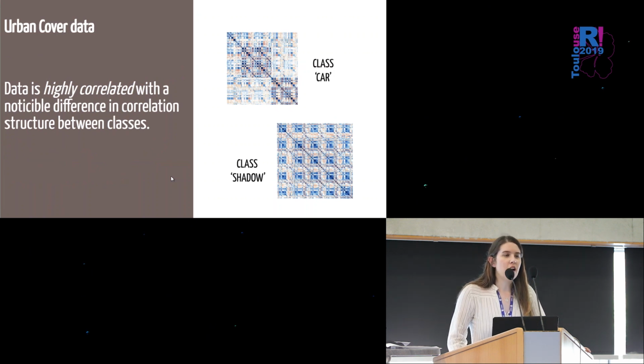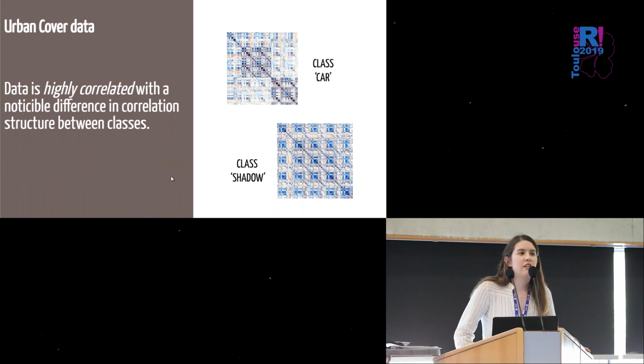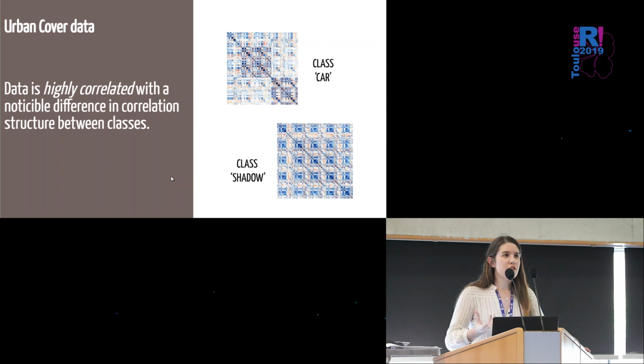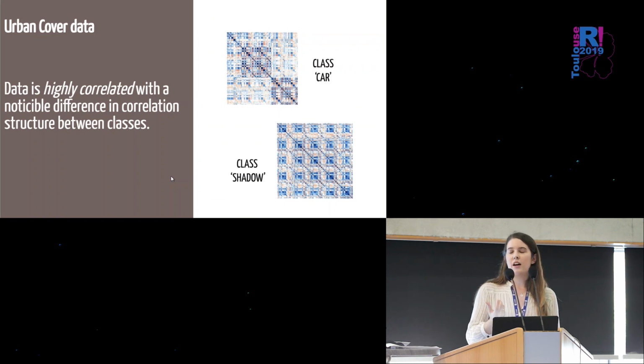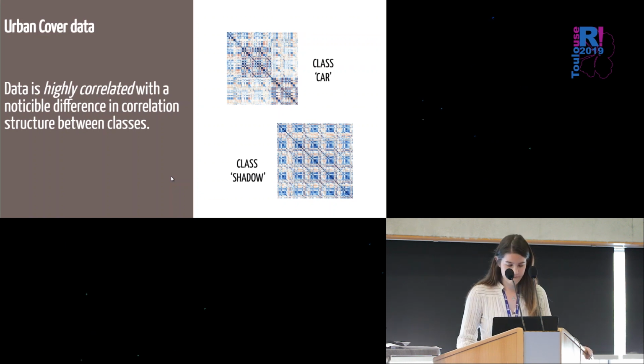So for example, we subsetted the data based on car and had a look at their correlation structure, and the classes that are shadows, and we have a way different block correlation structure between the two classes. So if you do some investigation, you can see the car one is mainly correlated based on resolutions, and the shadow one is mainly correlated on feature type.